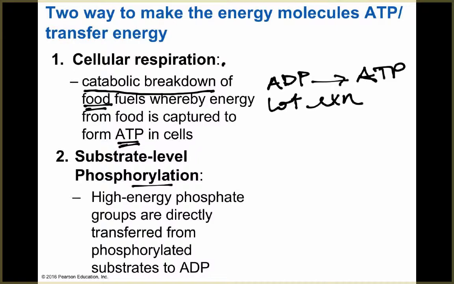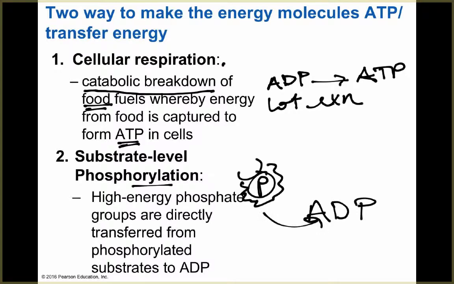Now you can also make ATP by what's called substrate level phosphorylation, and that's just when you have something like ADP, and this other molecule will have this really high energy phosphate, and it just puts it straight onto it to make ATP. So these are the two main ways that we can make ATP in our body.